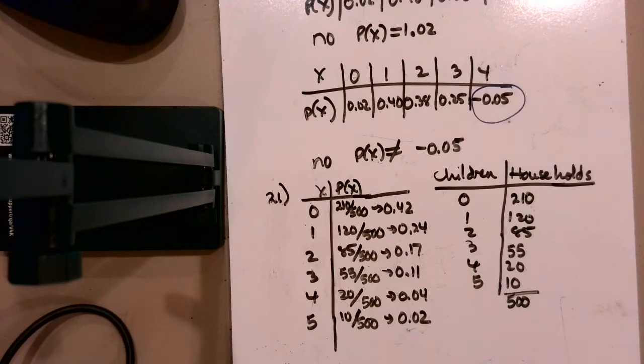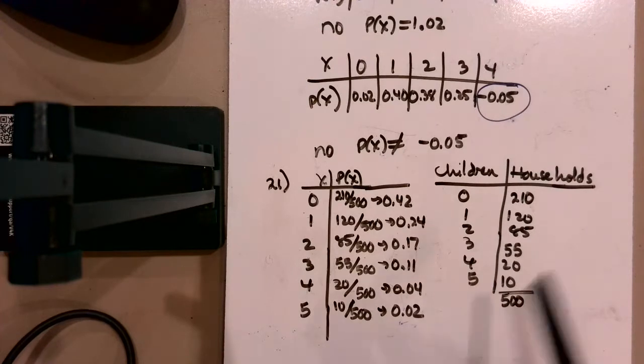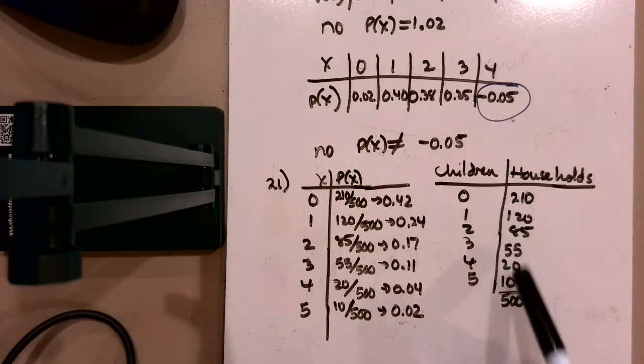The other one was similar to the review sheet. In the review sheet, the total number of households was 1,000, so really all you had to do was move the decimal point. The incorrect answer made this 0.210, 0.120 and so on, but that's not right because you have to divide by 500, which changes it to these probabilities.